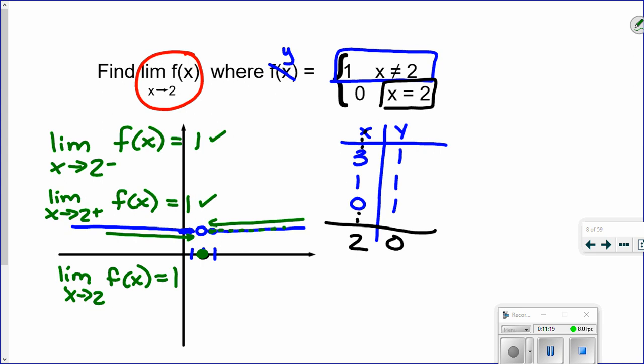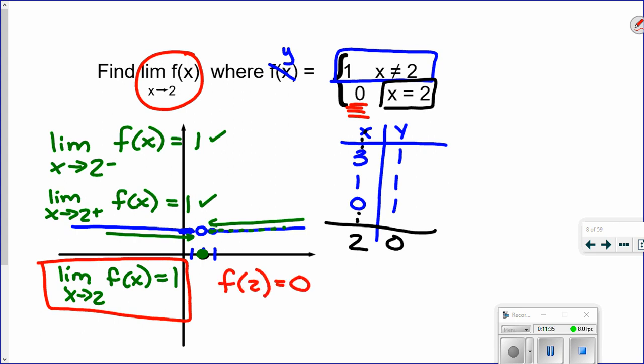Remember, that's not what actually happens at 2. At 2, the value is 0. So the limit as x approaches 2 is 1, but the value at 2 is 0. These two statements are not interchangeable. You cannot switch them. They do not mean the same thing. The limit is what it looks like is happening, and f of 2 is what actually happens. They're two different answers on some problems, so be very careful and make sure you understand the definition of a limit.